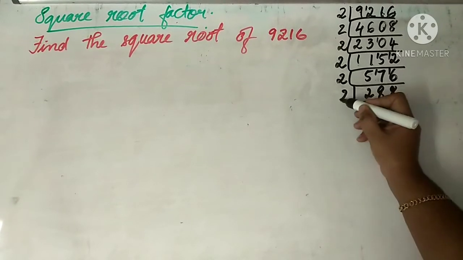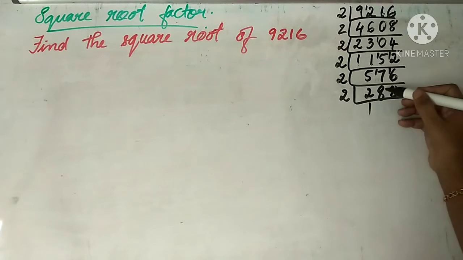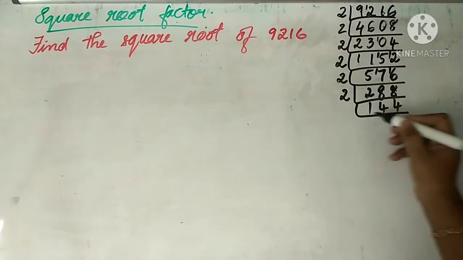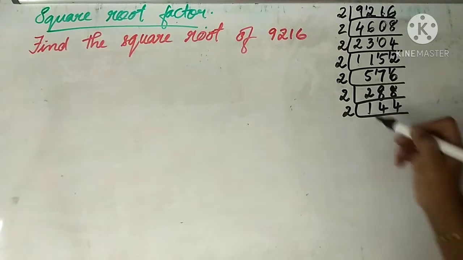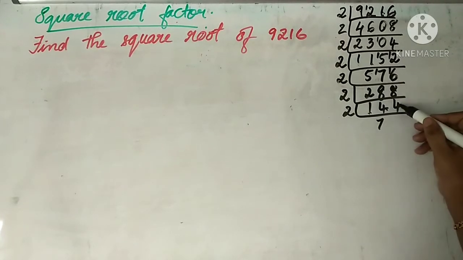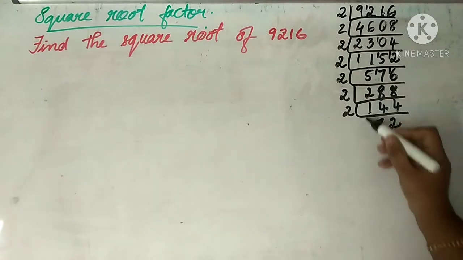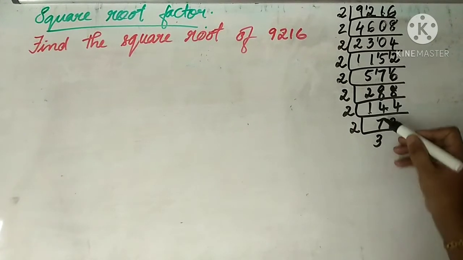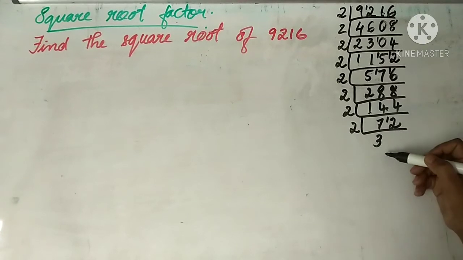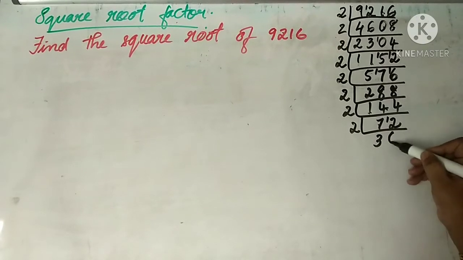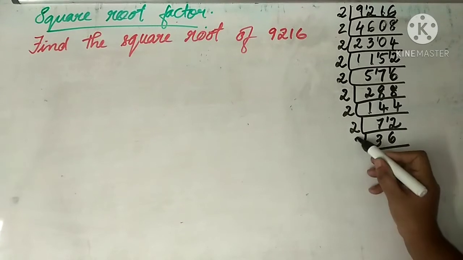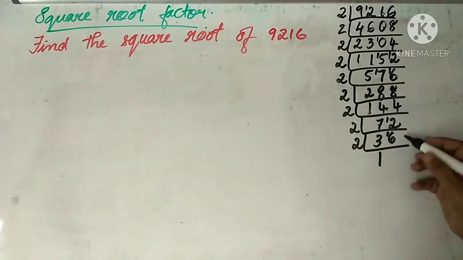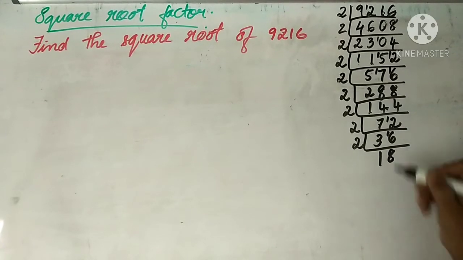Again it is divisible by 2. 2 will go one time, 8 will go 4 times, 8 will go 4 times. Next, again it is divisible by 2. 14 will go 7 times and 4 will go 2 times. Again it is divisible by 2. 3 times 6 will go, balance 1, give it to the next number. 12 will go 6 times. Again it is divisible by 2. 1 time 2 will go, balance 1, give it to the next number. 16 will go 8 times.